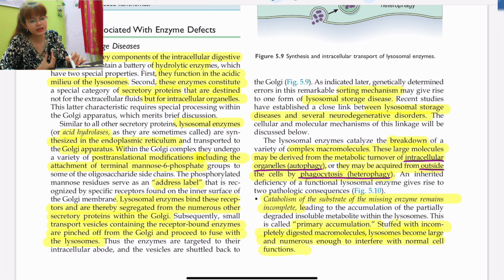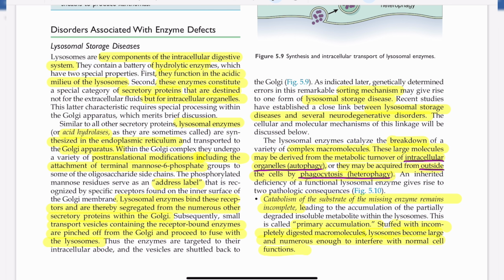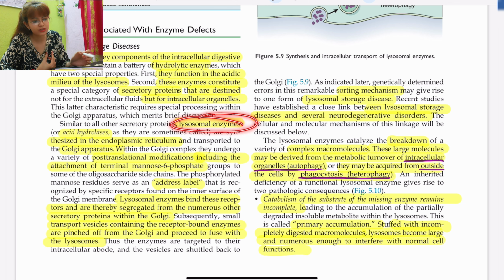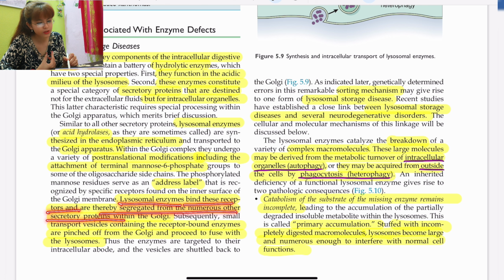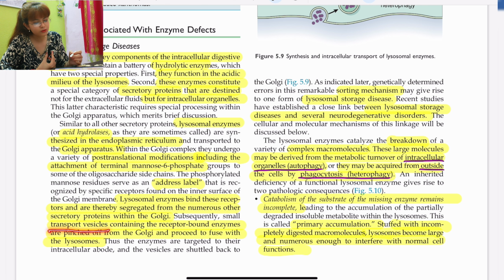Obviously, lysosomes are the key components of the intracellular digestive system. They have the lysosomal enzymes, which are acid hydrolases. They are synthesized in the endoplasmic reticulum, and then transported to the Golgi apparatus, where they undergo post-translational modifications, including the attachment of terminal mannose 6-phosphate. These lysosomal enzymes bind with receptors, and they are segregated from the numerous other secretory proteins within the Golgi. Transport vesicles containing these receptor-bound enzymes are pinched off from the Golgi, and they proceed to fuse with the lysosomes, and ultimately there is breakdown of the complex macromolecules with the help of these enzymes.